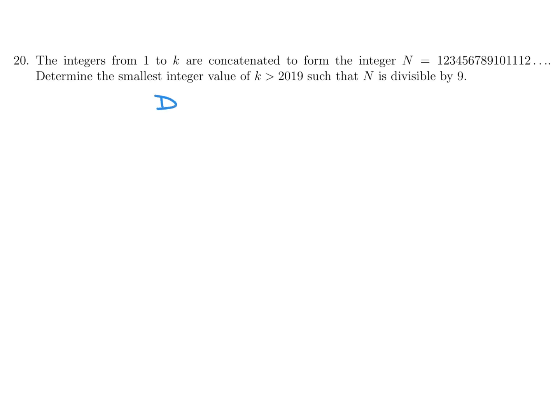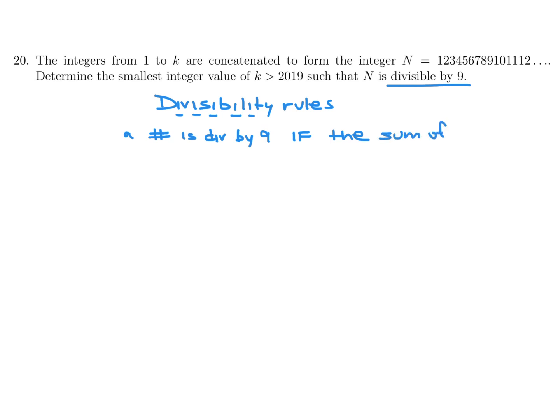Interesting. So we're going to use divisibility rules. Amazing how many i's there are: 1, 2, 3, 4, 5. Divisibility, 5 i's. And in particular, the divisibility rule for 9. If I remember, that rule says that a number is divisible by 9 if the sum of the digits is divisible by 9. Okay, so we've got to figure out the sum of the digits.